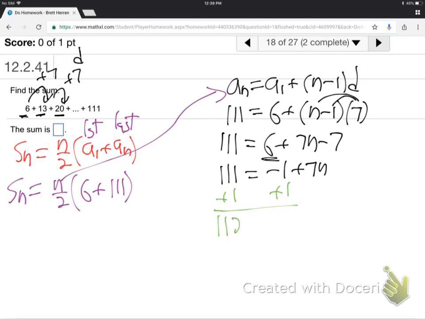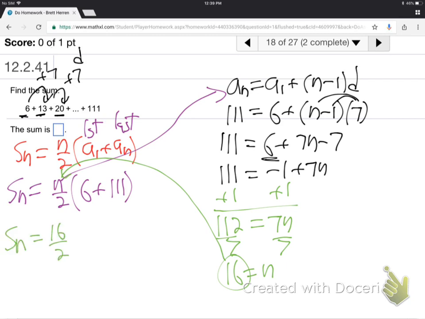Add 1 to both sides. 112 is 7n. Divided by 7. What is that? 16? Thank you. All right, so n is 16. Grab that 16, bring it back. 16 over 2, 117. I'm getting 936. There it is. All those numbers add up to be 936. Good? Questions on that one? We okay?